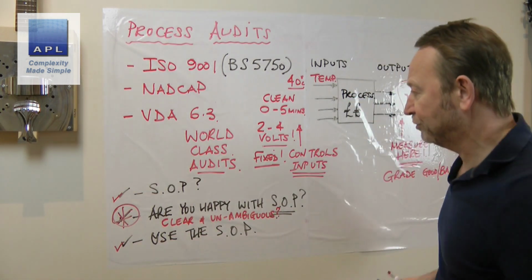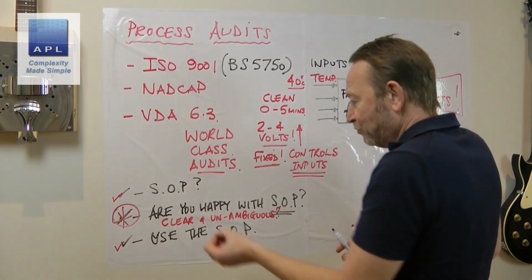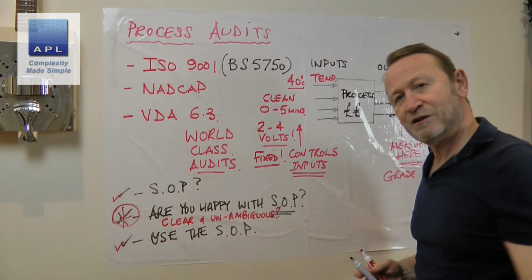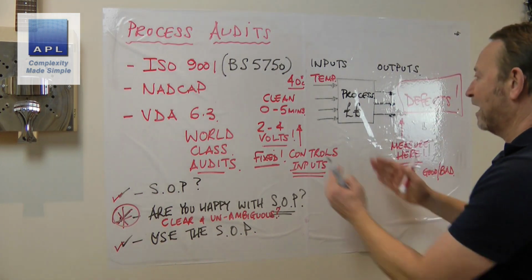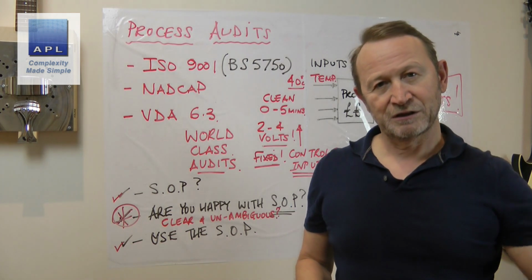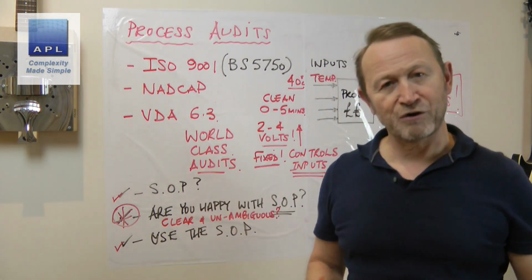Now, world-class auditing is, do you have a standard operating procedure? Are you happy with it? Is it clear and unambiguous? And do you use it? And that's the bit that I teach my clients to do. I teach all my clients to apply those 3 rules.